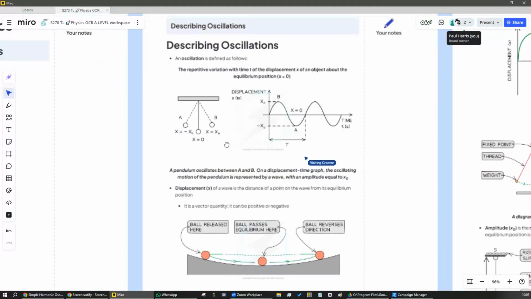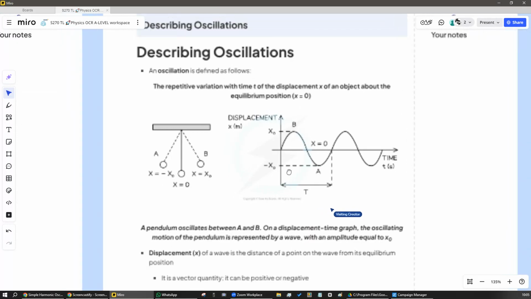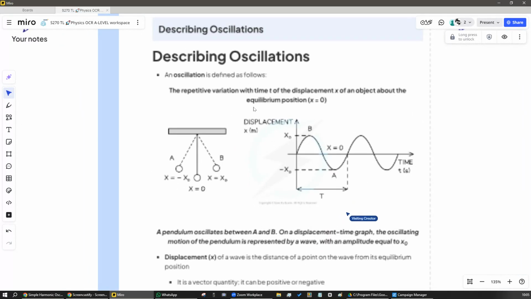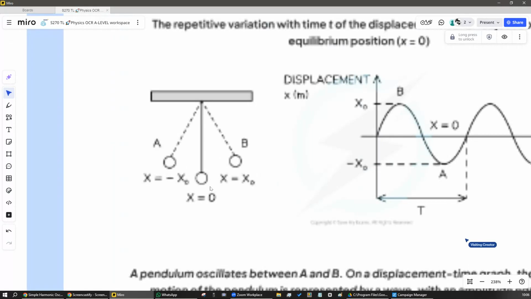Okay, so simple harmonic motion. Yes, you have this sinusoidal wave you'll see all over the place, and it's definitely related to waves. Essentially, as it says, oscillations, it's when something is oscillating, in other words, moving back and forth.